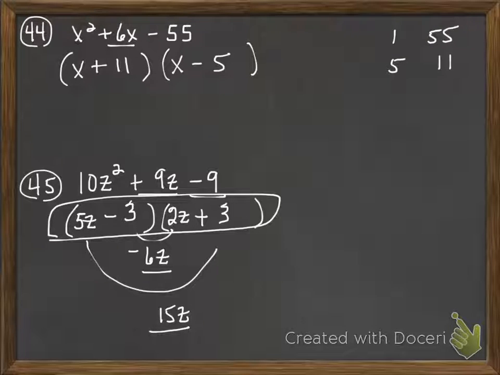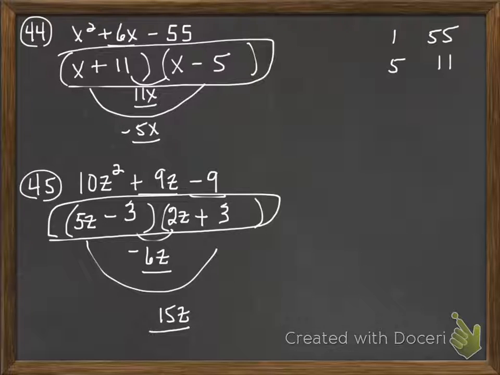If you want to check here, you can. You don't necessarily have to, but just to show you, when we multiply the outer terms, we get a negative 5x. When we multiply the inner terms, we get a positive 11x. And negative 5x and positive 11x do give you the positive 6x. So we have the correct factors here.